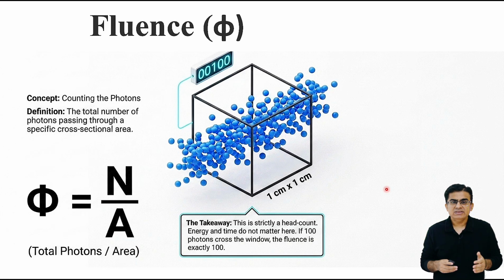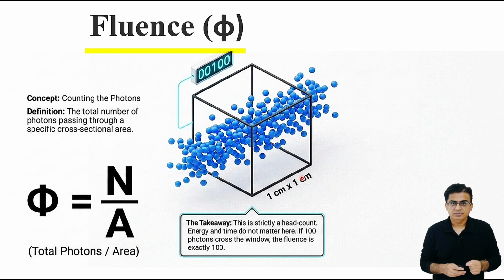This is our first important metric. It is called particle fluence. What does this term actually mean? Imagine drawing a tiny invisible square in the air. Let us say this square is exactly 1 centimeter by 1 centimeter.